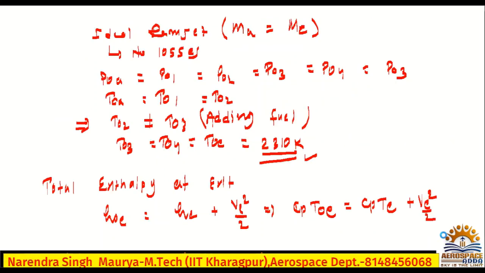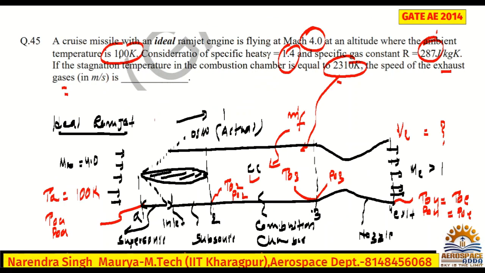Check. This is a fill in the blank, so you can keep 1880.38 here. It is already in meter per second, so you just enter the number value. That's all. 1880.38 meter per second is your answer. All right. Hope you understood this.